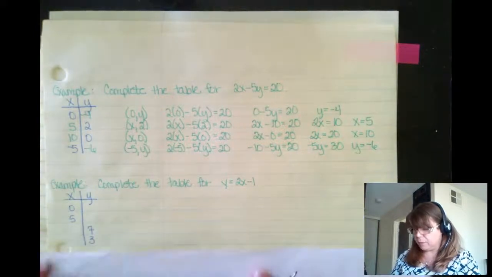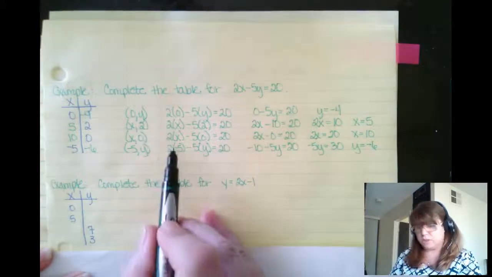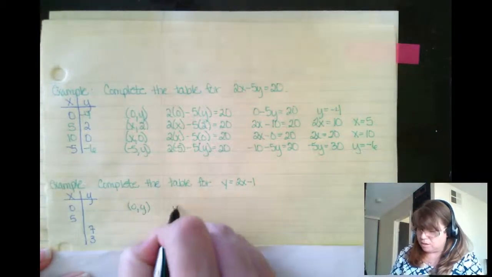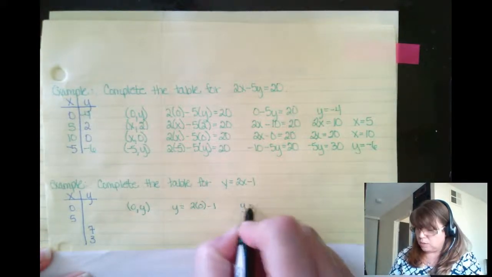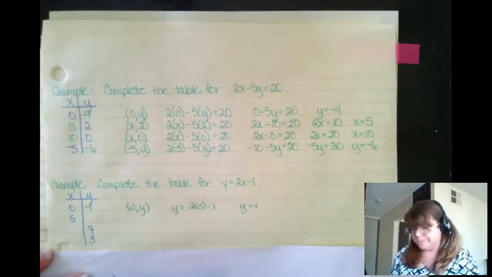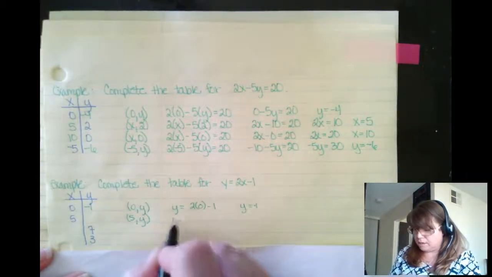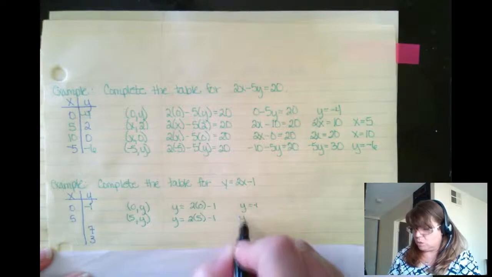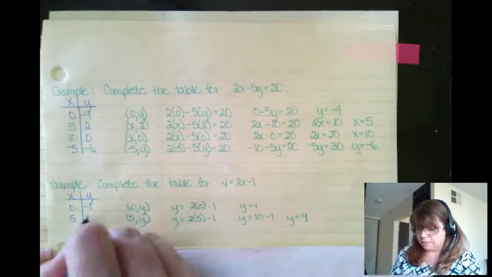So let's complete the following table for the equation y equals 2x plus 1. Same kind of procedure. My first one is 0, comma y. I'm looking for y. So y equals 2 times 0 plus 1, so that's y equals 1. Zeros, I always like zeros because they're fairly easy. Next one, our x is 5 and we're still looking for y. So y equals 2 times 5 plus 1, which is y equals 10 plus 1. So y equals 11.